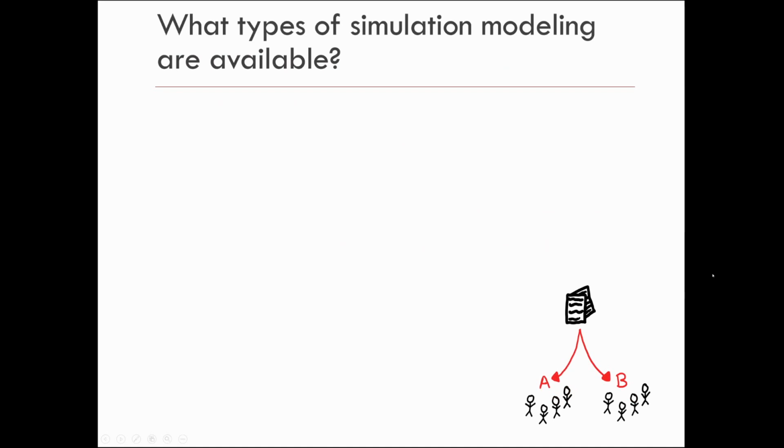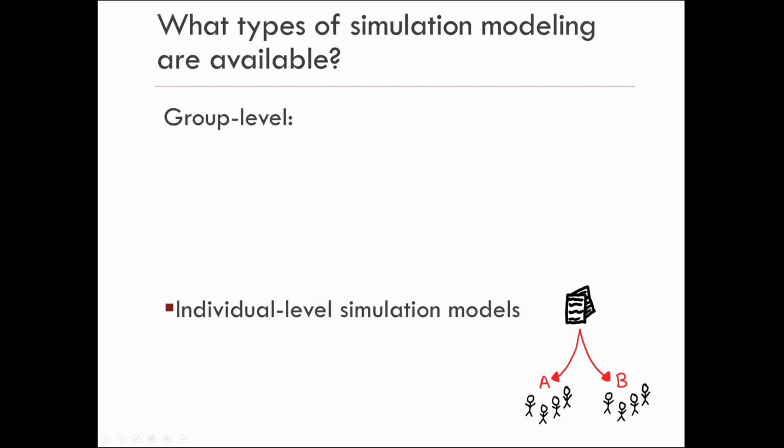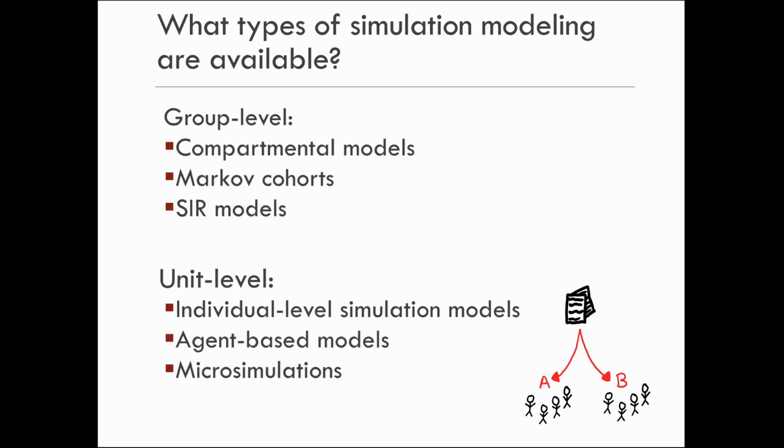So what kinds of simulation modeling do we have available to us? We have two types, group level and unit level. The group level simulation models are things like compartment models, Markov cohort models, and the SEIR models that you may have seen a lot in the news lately from COVID. Then we also have unit level models. These models, instead of simulating groups, simulate individuals, and they could be called individual level simulation models, agent-based models, or microsimulations.